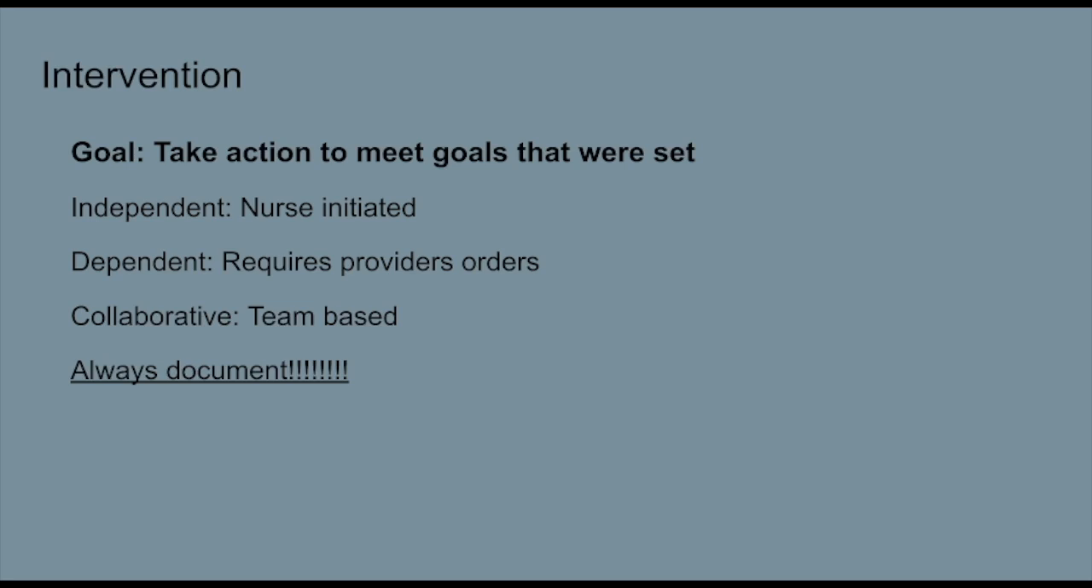So 2 terms I want you guys to know: independent and dependent, and another one, collaborative. So 3 terms. Independent is nurse initiated, dependent requires provider orders, and collaborative is team based. These terms are important to know because as a first year nursing student, once you understand the role of a nurse, how to think like a nurse, and what the nurse's position is in healthcare, succeeding in medical surgical will be much easier because you can put yourself in the mindset of the nurse. And here, in intervention, you always want to document the steps that you take.